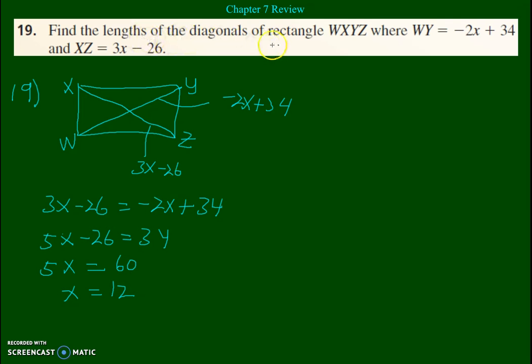So it's asking us to find the lengths of the diagonals. So we've got the x value. Let's go ahead and substitute it in here. So 3 times 12 minus 26 gives us 10. And you could go ahead and compare this one as well. So negative 2 times 12 plus 34, that gives you negative 24 plus 34, which gives us 10 again. And now on to problem 20.